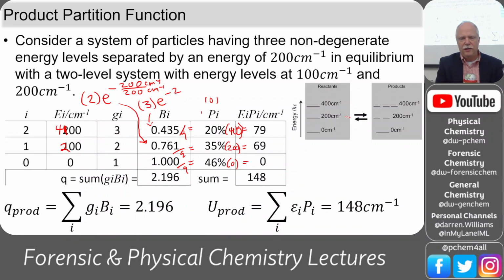So this one had 88, so it was like less than halfway across this right here. So we had 88 wave numbers, and this one is 148.